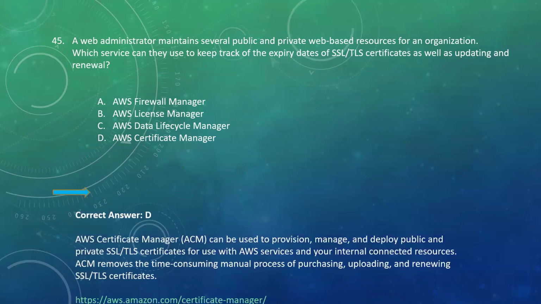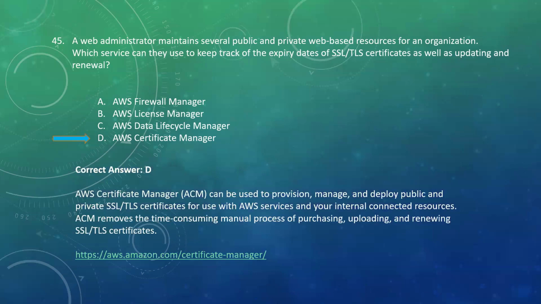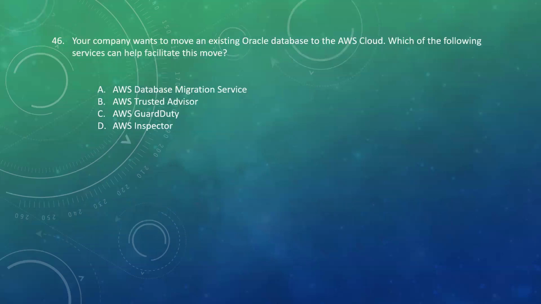So the right option is option D, AWS Certificate Manager. AWS Certificate Manager can be used to provision, manage, and deploy public and private SSL certificates for use with AWS services and your internal connected resources as well. ACM removes the time-consuming manual process of purchasing, uploading, and renewing SSL certificates. You can browse to the below URL to understand more about Certificate Manager. Moving on to the next question.